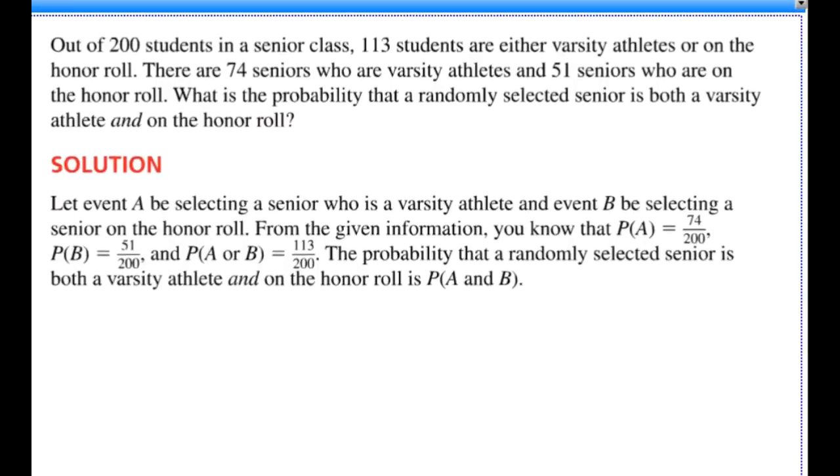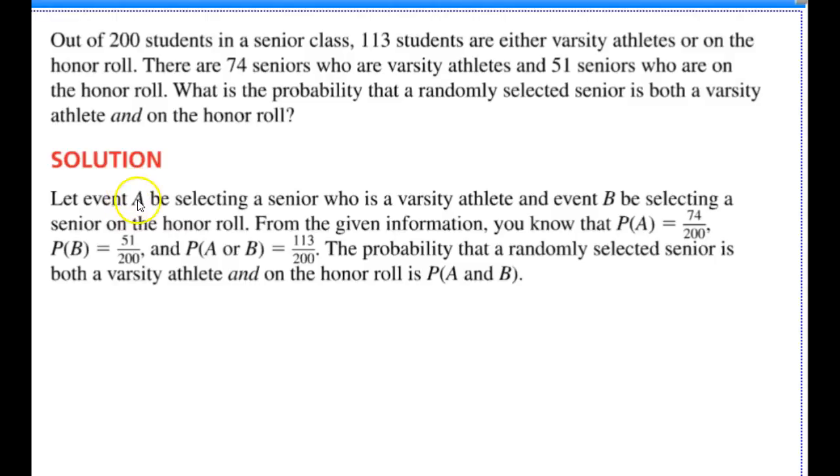So let's look at our numbers and our values. Our event A is going to be a senior who is a varsity athlete, and B is going to be a senior on the honor roll, because those are our 2 separate things. From my information, I know the probability of A, being that varsity athlete, is 74 out of 200, because I'm told 74 of my 200 seniors are varsity athletes. I know that the probability of B is 51 out of 200 because there are 51 seniors on the honor roll. And then I know that the probability of A or B is 113 divided by 200.